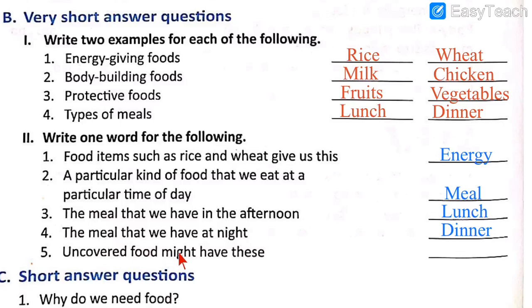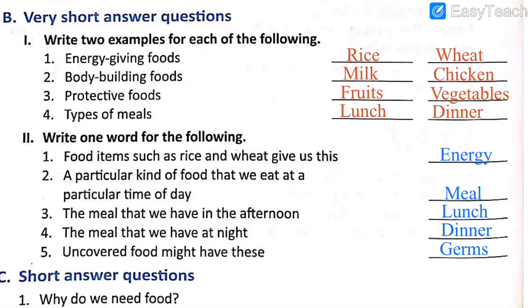Number 5, uncovered food might have this. When you do not cover the food, it becomes stale food. Germs enter the stale food. When you do not cover your food, germs will enter that food and make it stale. So what is there in the uncovered food? It might have germs in it. You should not eat that uncovered food because there are germs and you might fall ill. So these are the 5 answers that we have written.